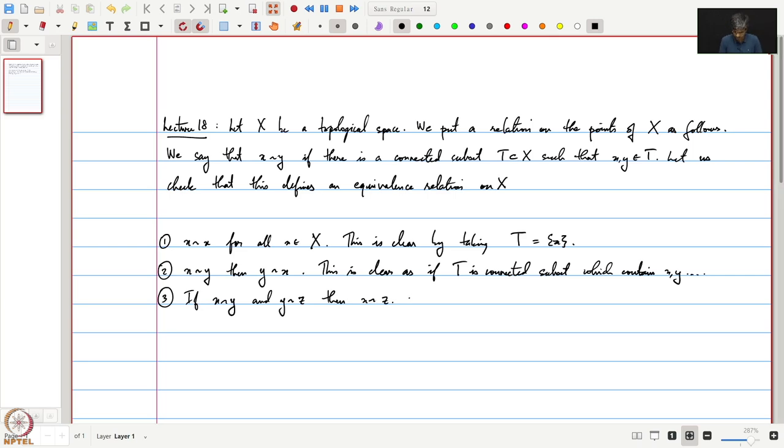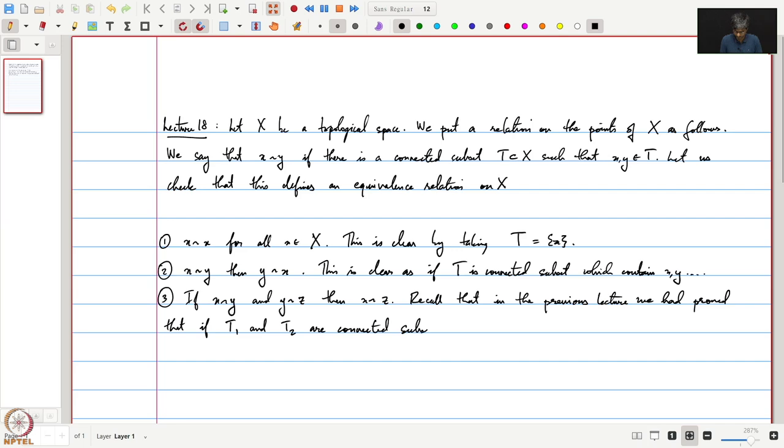To show this, recall that in the previous lecture, we had proved that if T1 and T2 are connected subsets of X such that T1 intersection T2 is non-empty, then the union T1 union T2 is connected.